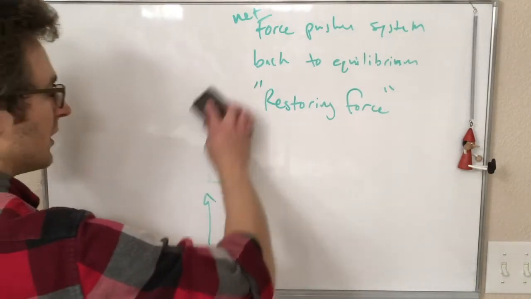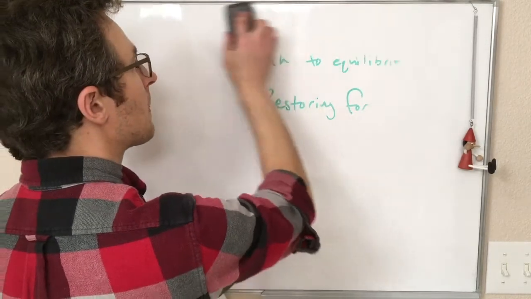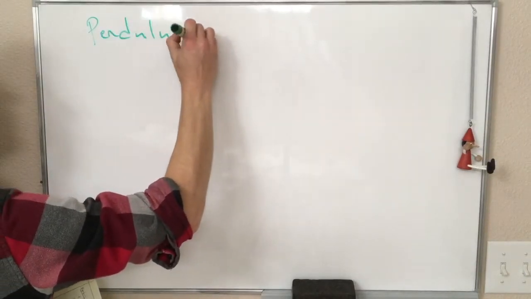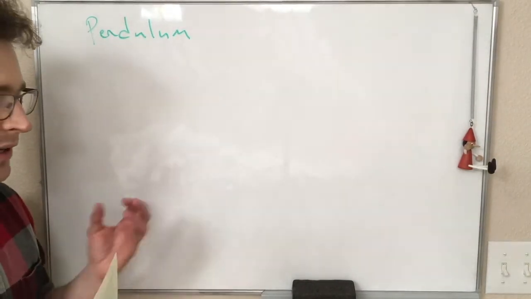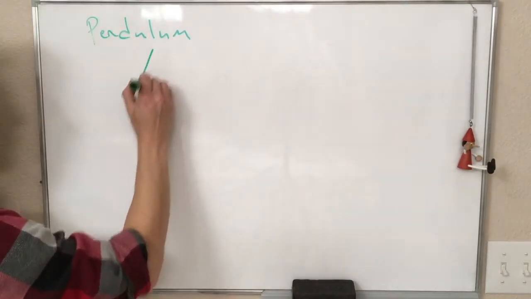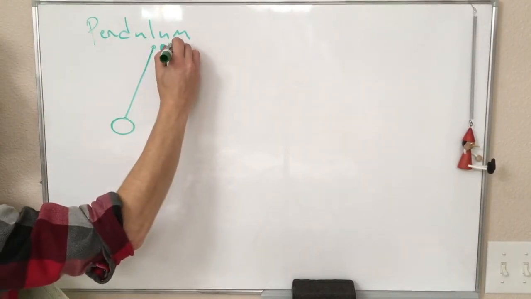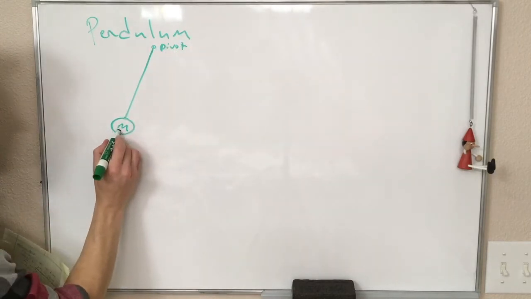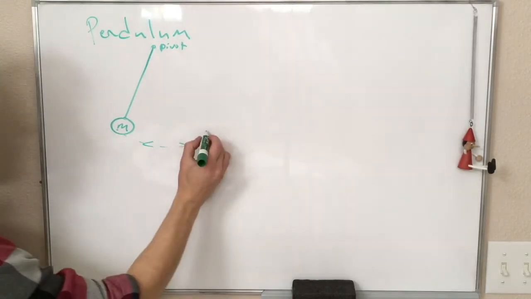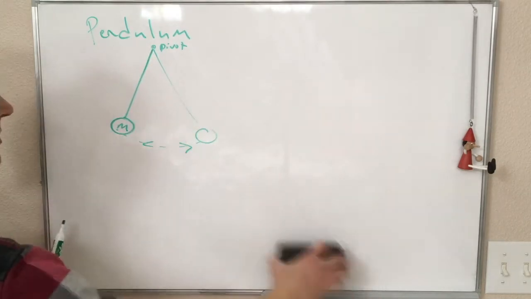Here's another system where we can look at the restoring force, and that is a pendulum. So a pendulum is, at its simplest, like a mass hanging from a string that's allowed to swing back and forth. It doesn't have to be a string, it could be a rod or anything, but it's allowed to pivot at the top, and this mass swings back and forth like this.